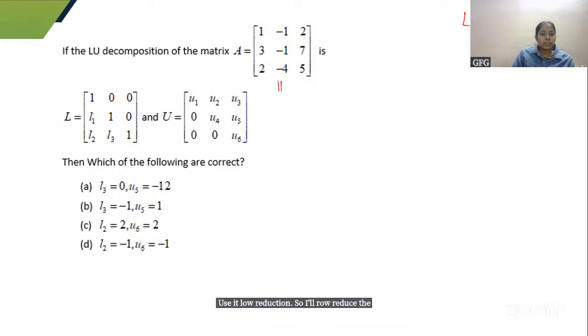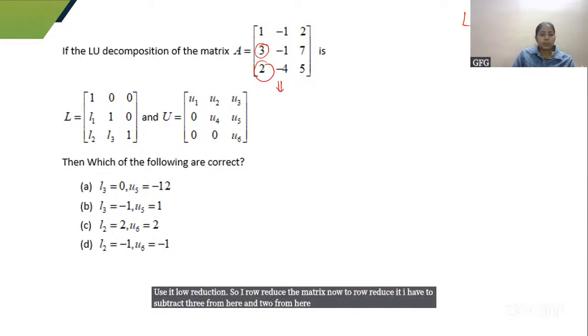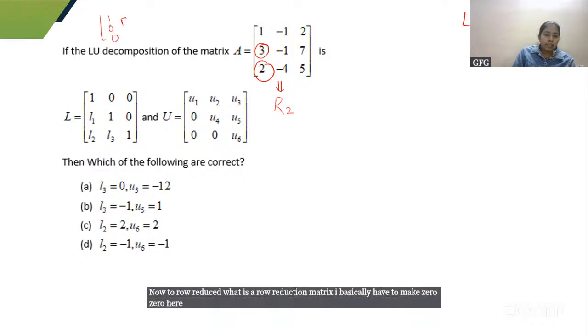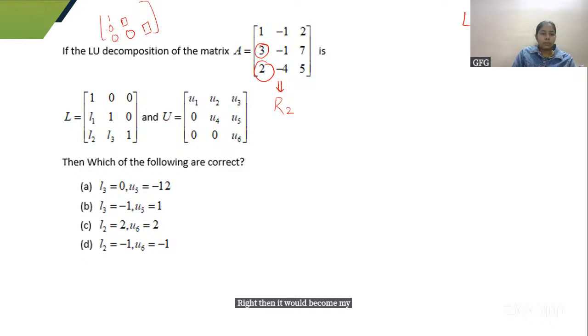Now to row reduce it, I have to subtract 3 from here and 2 from here with the help of this one. So what would I do? Guys, understand this point carefully, right? Just let me know if you do not get any point. Now what is a row reduction matrix? I basically have to make 0, 0 here. And after this, I have to make 0 here. That means I have to make these three zeros, right? Then it would become my row reduction, right?